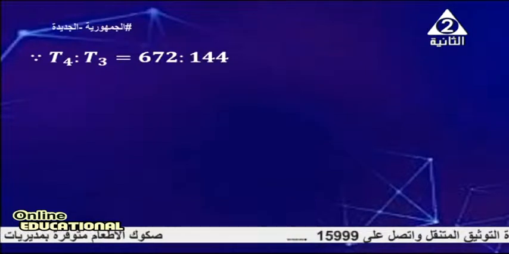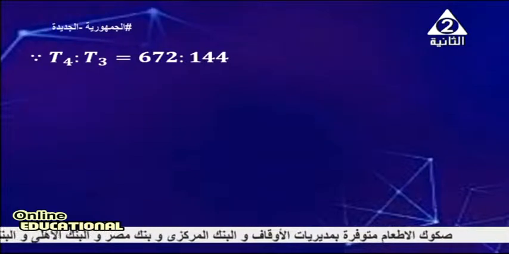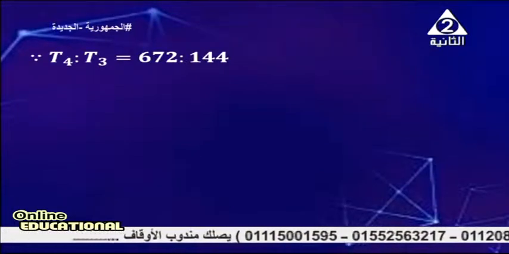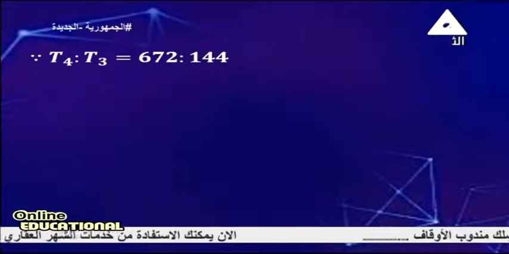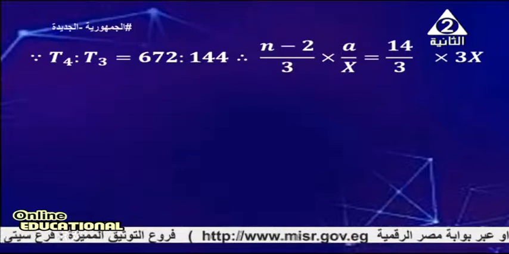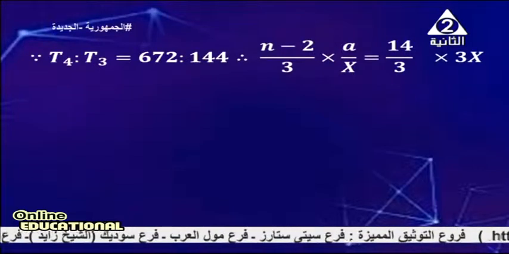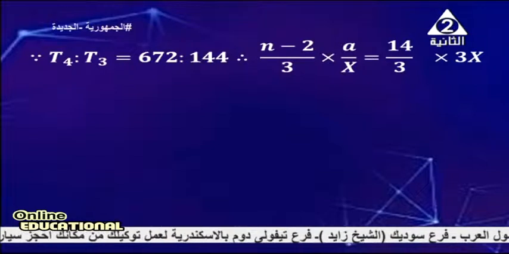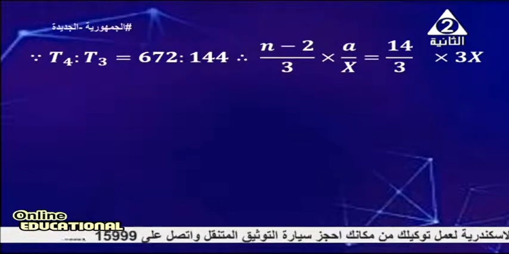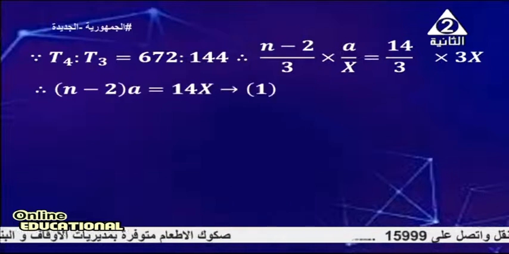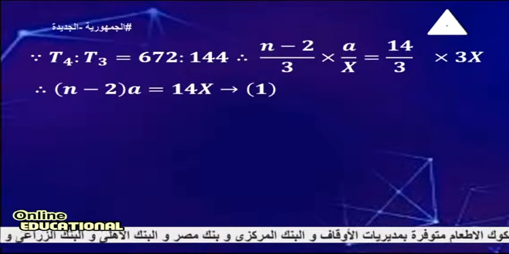The ratio between T4 and T3 equals, from the given, 672 over 144. We know the relation between T4 and T3: T4 over T3 equals (n minus 3) over 3 multiplied by the second term over the first term from the expansion, a over x. By substitution, (n minus 2) over 3 times a over x equals 14 over 3 times 3x. Therefore, (n minus 2) multiplied by a equals 14x.